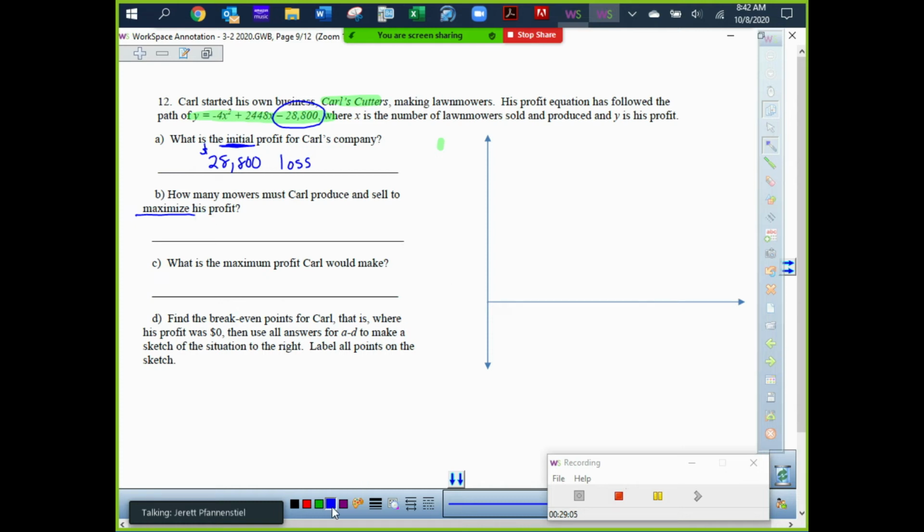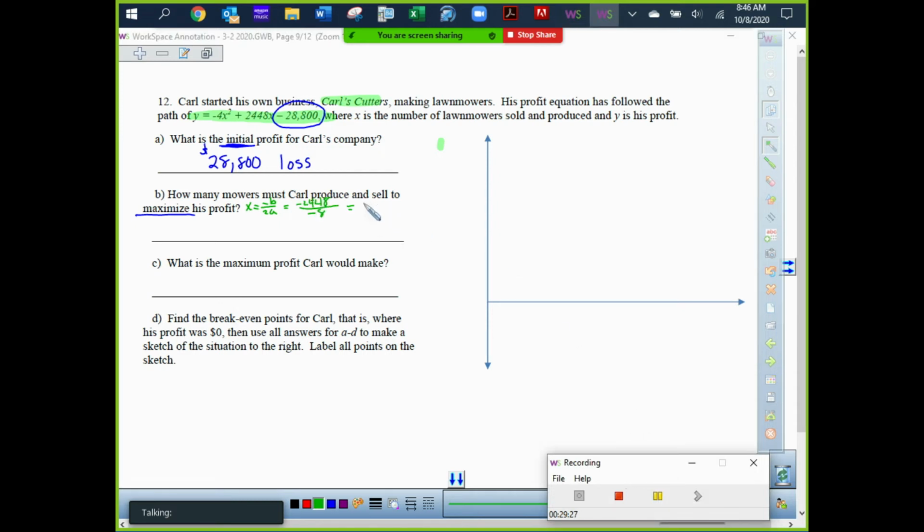Let's do the vertex. Is this bad boy in standard form or in vertex form? Standard. I didn't give you much room to do it, so we'll just do it right here. X equals opposite of B over 2 times A. Please find the x value of the vertex.